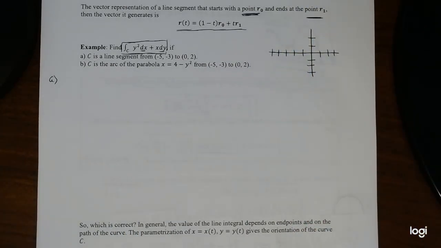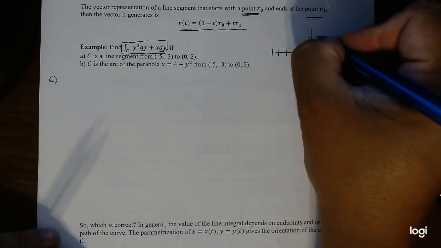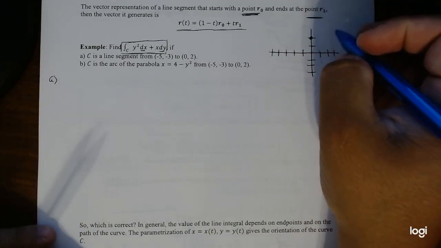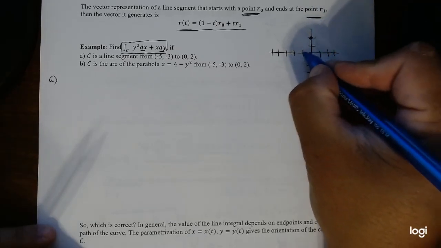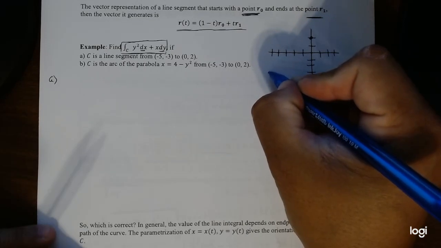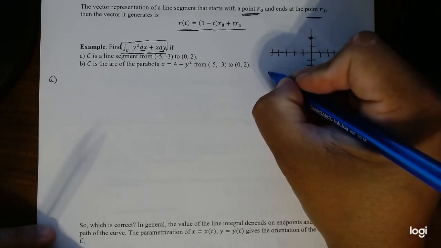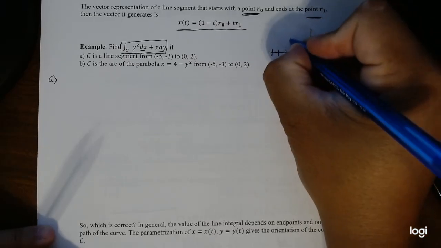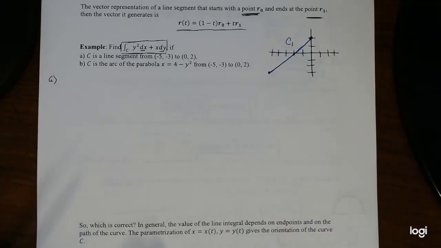Okay. So our first point is (0, 2), which is right here. And the next point is (-5, -3). So 1, 2, 3, 4, 5, -3. So it's a line segment. So that is our C. We'll call that C1 since we have A and B. That's our curve C1. So it's a straight line.